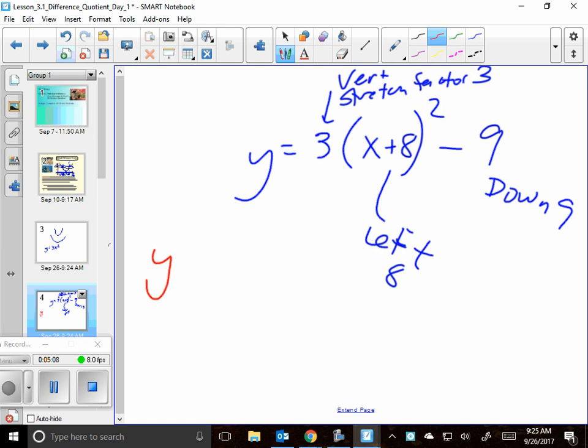Y equals 3 times the absolute value of 2x minus 4. Do you get there are 3 things that have to happen to my parent function? I got to do this, and this, and this. And the order you do them in is a big deal.